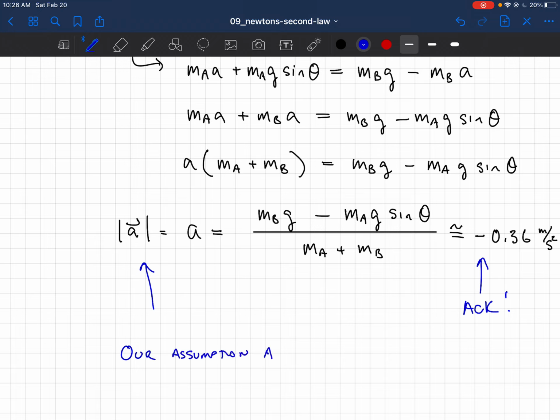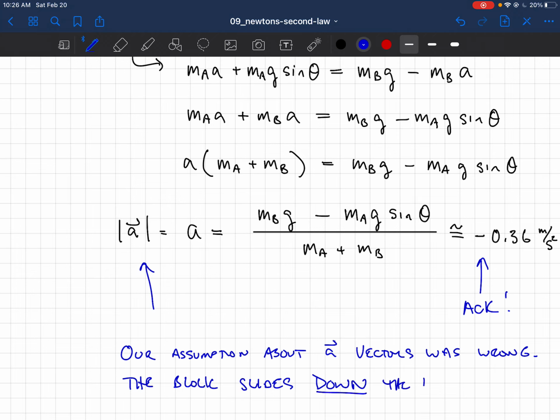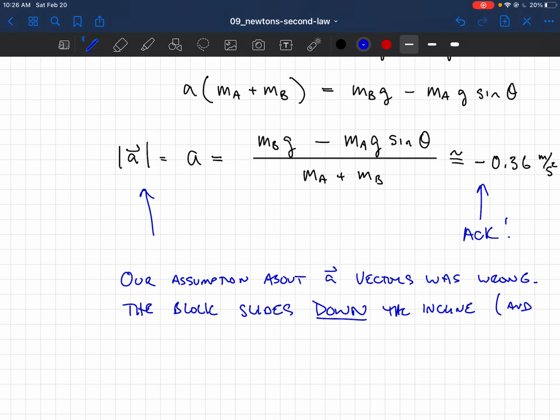Our assumption about the acceleration vectors was wrong. The block slides down the incline, and m_B goes up. So the acceleration is the block is sliding down the incline, and m_B is going up.